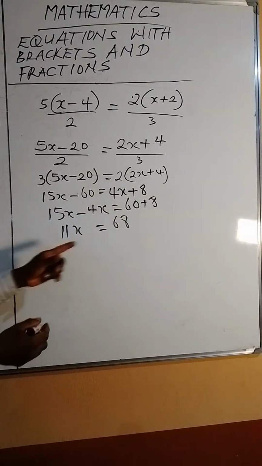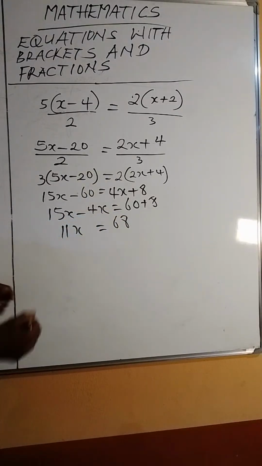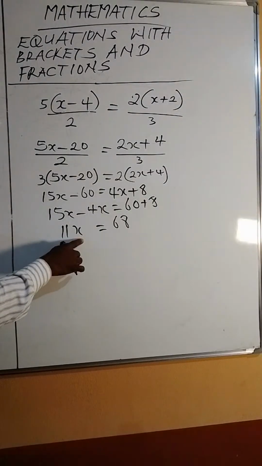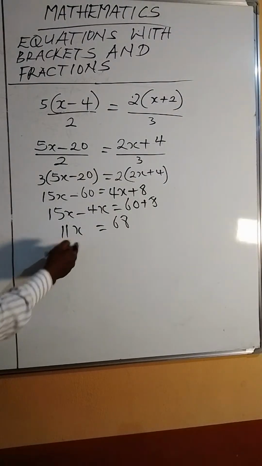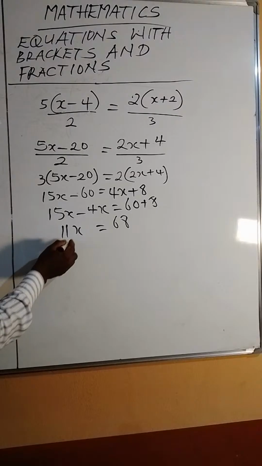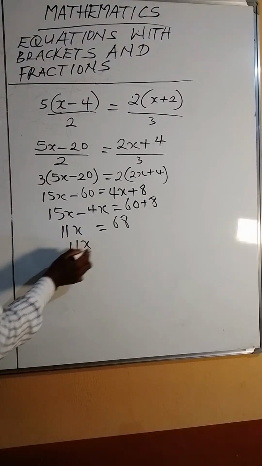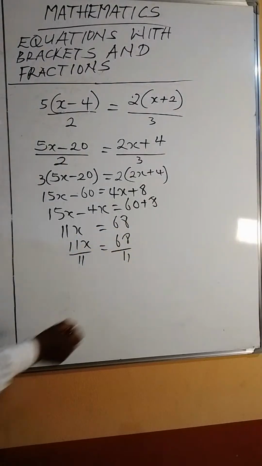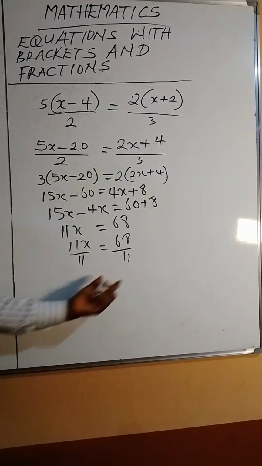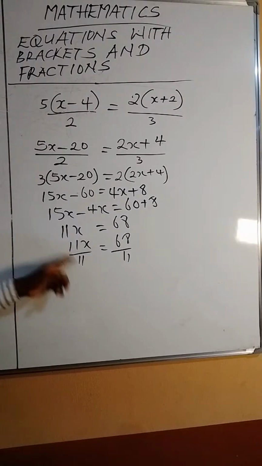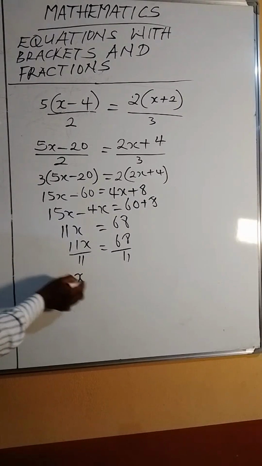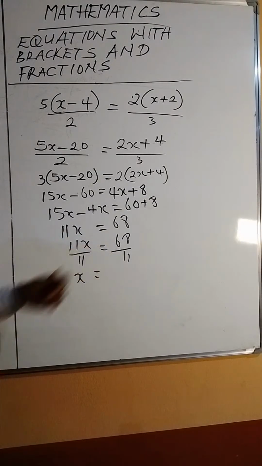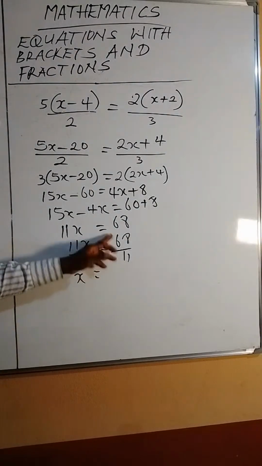So in this case, we can divide both sides by 11 because we have to find x. Whatever is attached to x, we strike it out. So we divide by 11 on both sides, giving 68 divided by 11. So 11, we strike 11, we'll be left with x equals to how many times will this go?